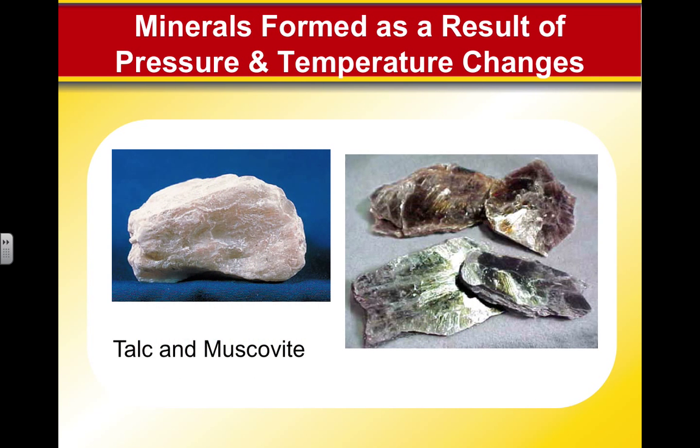Okay, here are minerals that are formed as a result of pressure and temperature. So on the left is talc. You may be familiar with talc. A lot of absorbent products will contain a powdered version of this. Not as many people use baby powder like they used to, but talc is typically used for its absorbent properties. And muscovite should look familiar because that was one of the minerals that you had to identify in your lab. So both of these are a result of increased pressure or temperature, and as the pressure is released or the temperature cools, these minerals are formed.